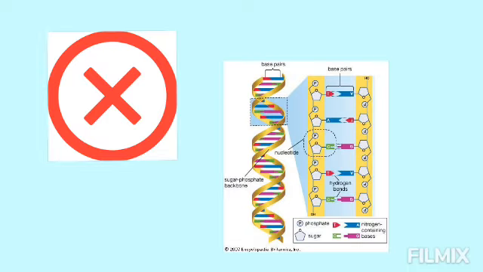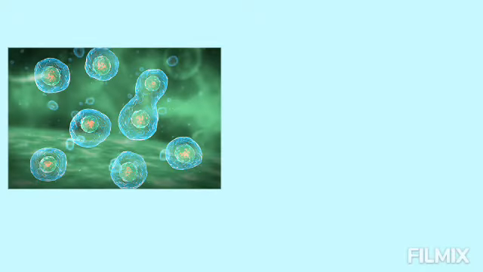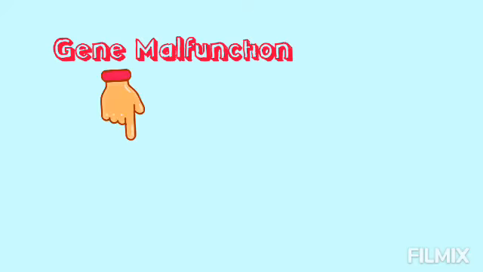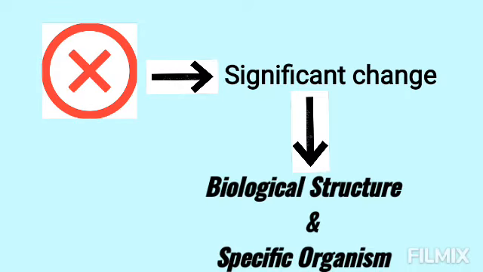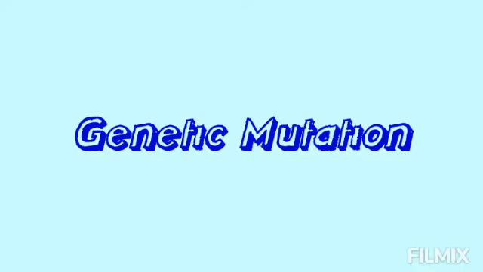Such an error can also happen within the genetic sequence of an individual. In some cases of cell division and DNA replication, a gene malfunctions and makes an inaccurate copy of the original genetic code. The resulting error may cause a significant change in the biological structure and function of a specific organism. This phenomenon is known as genetic mutation.